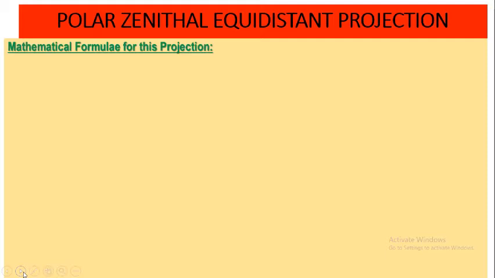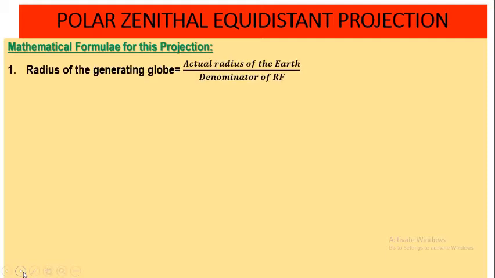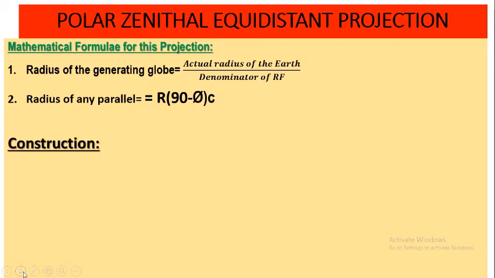Now what are the mathematical formulas? Two mathematical formulas are there. The radius of the generating globe, that is the actual radius of the earth, and the denominator of the RF as in all other projections. And the radius of any parallel, that is R equal to 90 minus phi in radian measurement, which we have derived.